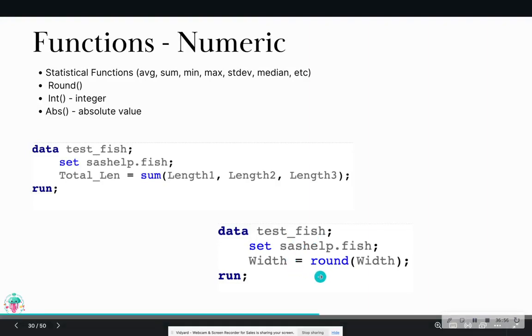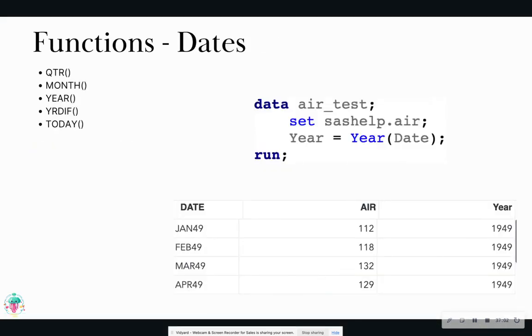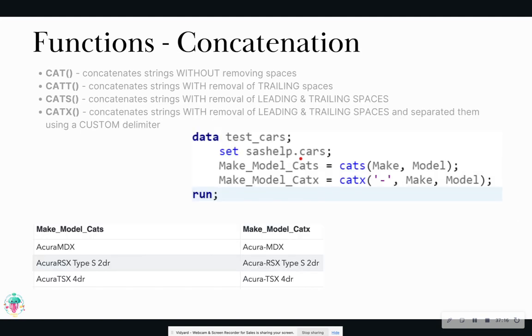If you do not want to overwrite your data, make sure you call it two separate things. And I'm just rounding the width. Now, outside of these numeric functions, there are functions for dates, as we've already seen in one of our examples. We can extract the year, the month, the quarter. We can get the difference between years. We can even get what today is. And SAS will perform all of those different date functions.